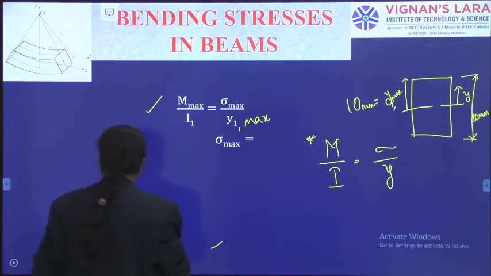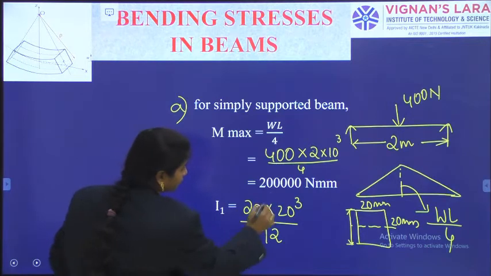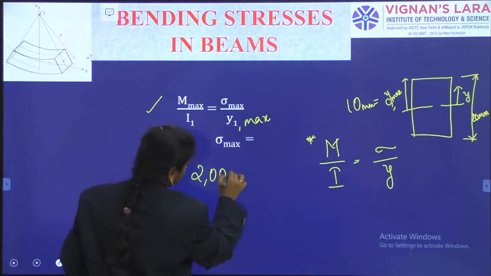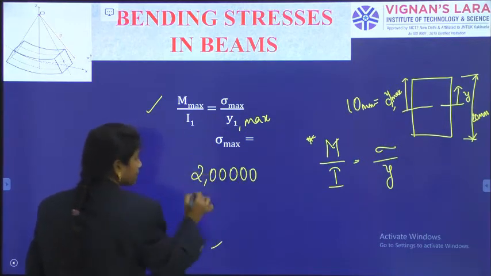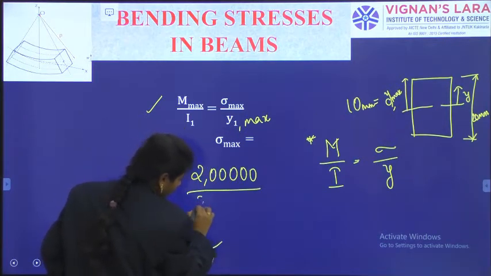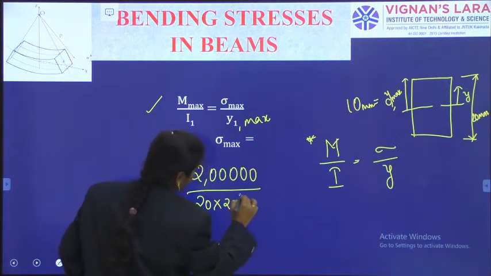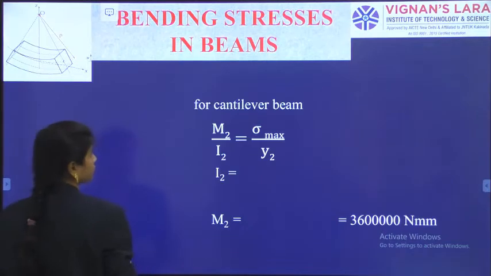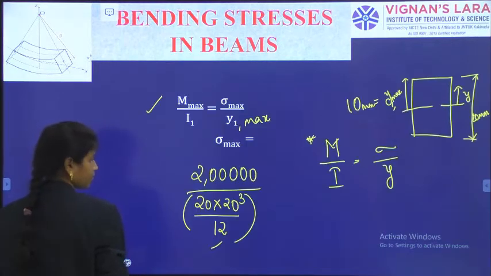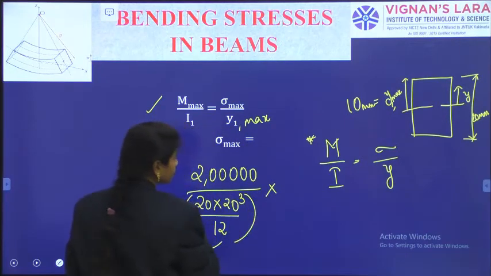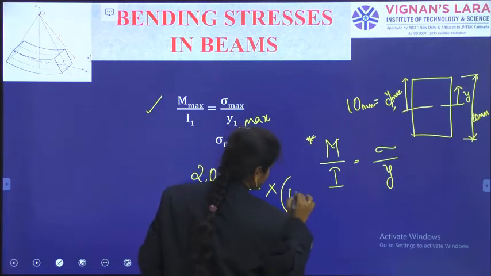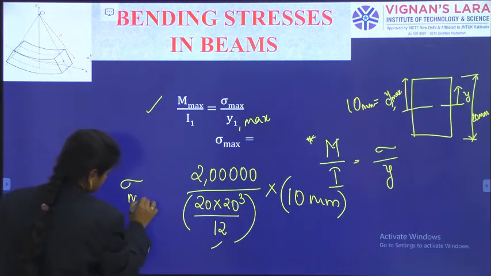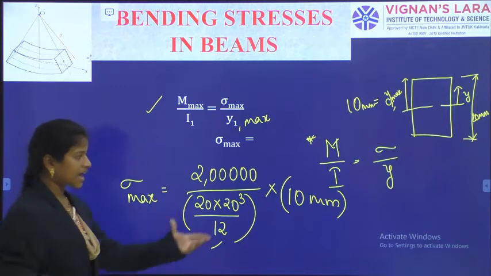Okay, now I am substituting all the answers. How much we have got as M? 2 lakh Newton millimeter. I we have got as 20 into 20 cube by 12, into Y1 is 10 mm. So this is the maximum stress occurring onto the fiber.